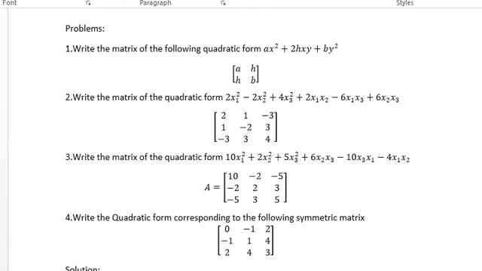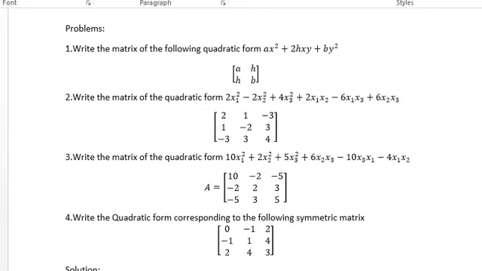Now let's see the second question. The question is, write the matrix of the quadratic form 2x1 square minus 2x2 square plus 4x3 square plus 2 times x1 x2 minus 6 times x1 x3 plus 6 times x2 x3. My suggestion is to fill the diagonal elements first, because the diagonal elements will be the coefficients of x1 square, x2 square and x3 square respectively for each row.